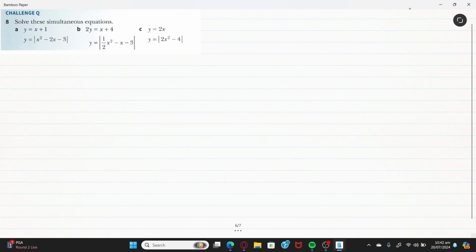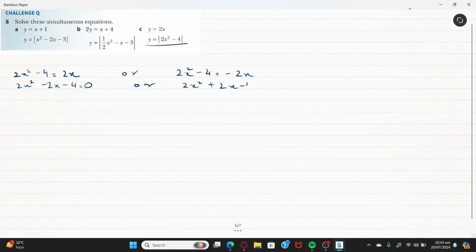So we have part C, y is equal to 2x and y is equal to 2x squared minus 4 in a modulus. So again, we can say 2x squared minus 4 is equal to 2x, or you can say 2x squared minus 4 is equal to negative 2x. And that's going to be 2x squared minus 2x minus 4 is equal to 0, or 2x squared minus 4 plus 2x is equal to, in fact, 2x squared plus 2x minus 4 is equal to 0.